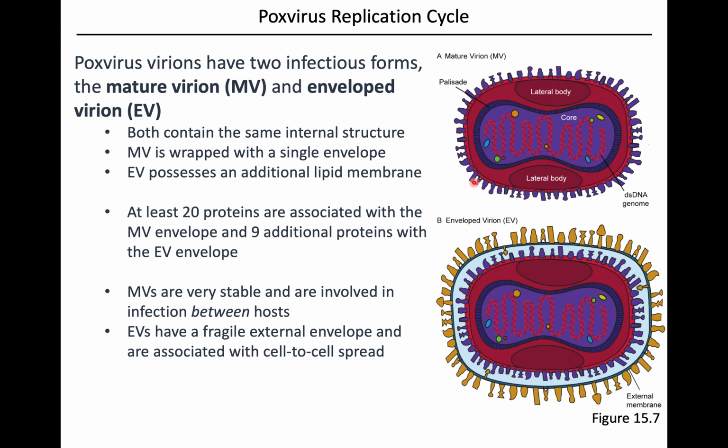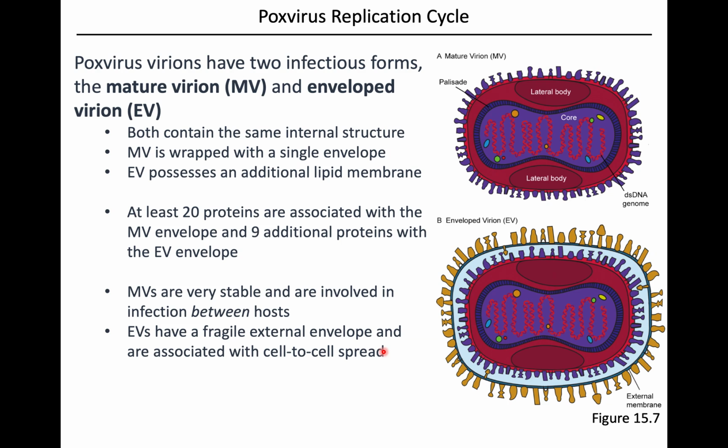So what's the difference here? Well, the mature virions tend to be more stable. Those are typically going to be what would be passaging smallpox virus between two different hosts. Whereas the enveloped virions, that outer envelope is pretty fragile. So you're usually just going to see this within an infected host, helping facilitate cell-to-cell spread of the virus within a single host.